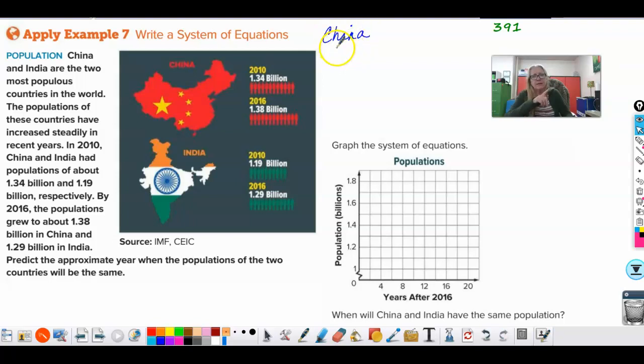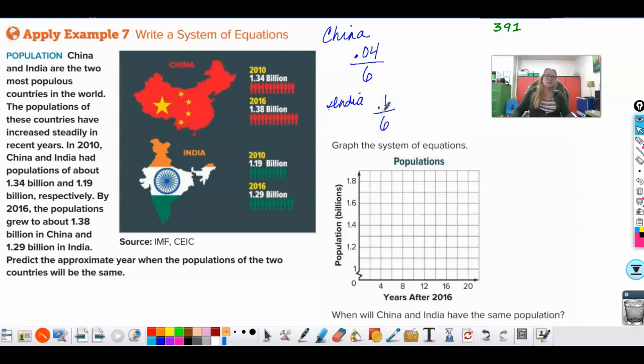For China, now we've got to think about this. How many people did they gain from 2010 to 2016? They gained 0.04 billion people over a period of 6 years. Okay, 2010 to 2016 is 6 years. Then we go to India. What rate are they gaining people? Well, they gained 0.1 billion people in 6 years.